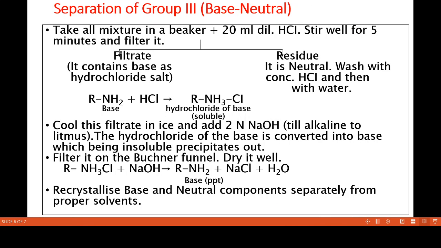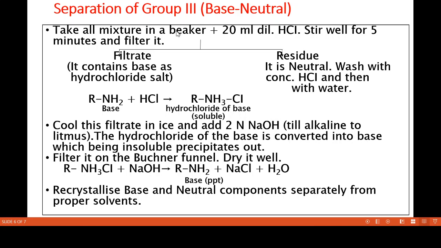Then the last point of this lecture, separation of compound by group third. In that the type is base neutral. So what we have to do, we take all the mixture in a beaker, add 20 ml dilute HCl solution, stir well for 5 minutes and filter it.